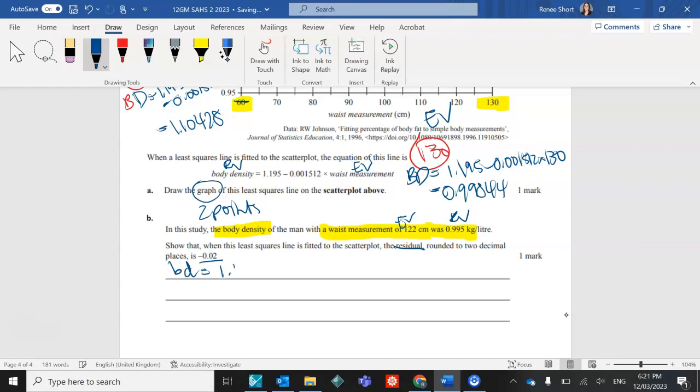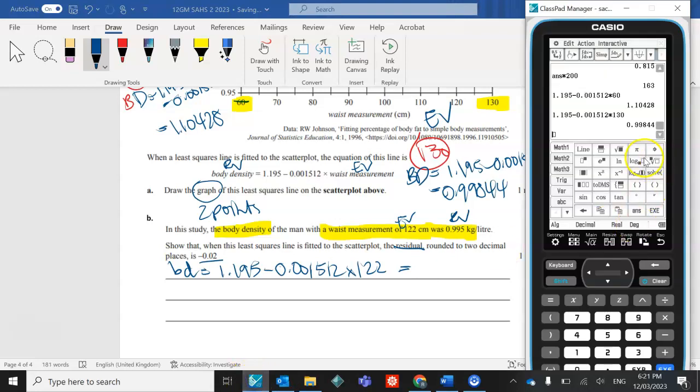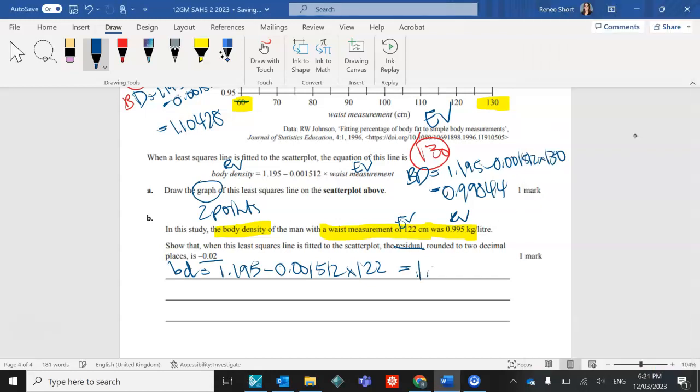So I'm going to again follow the rule and substitute in. I'm doing 1.195 minus 0.001512 times 122, because that was this guy's waist measurement. And so on my calculator, again, I'm going to copy the rule. So I'll just highlight and drag and drop, and then change this to be 122. And I get 1.010536. I'm going to write all of those down.